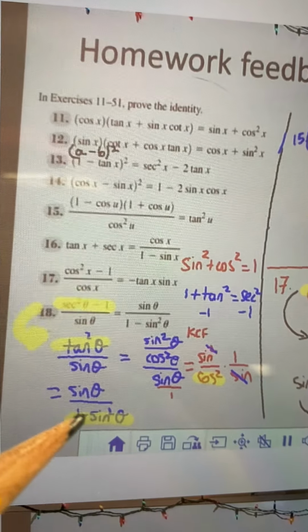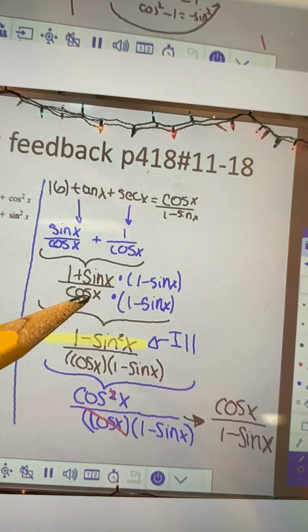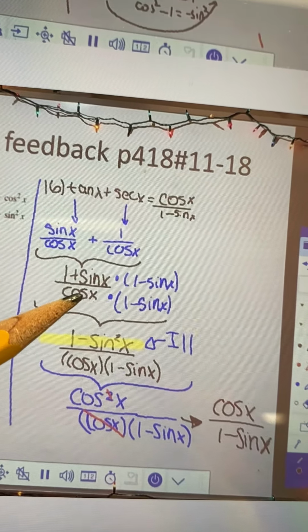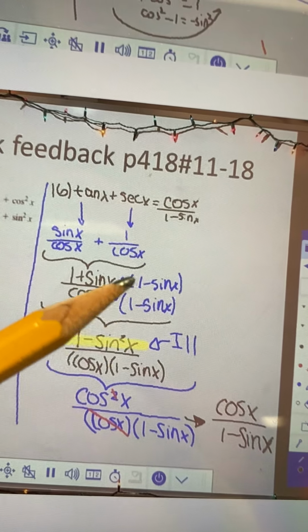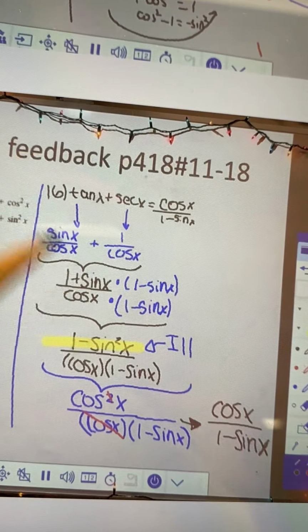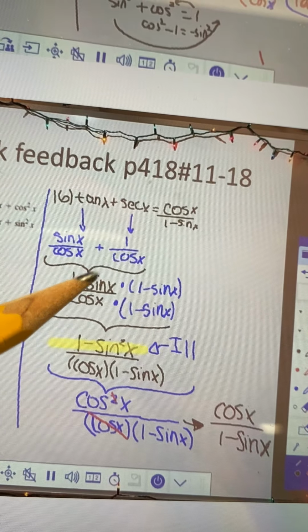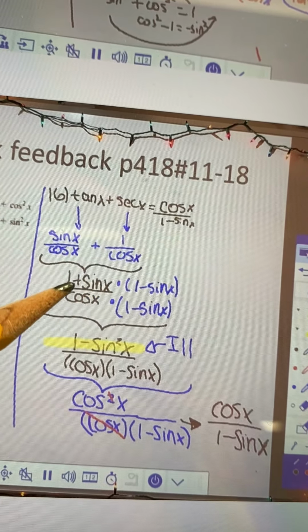Last one, which is 16. Tan plus secant. So tan is sine over cosine, and secant is 1 over cosine. They have the same denominator, no need for a common denominator. That's why I can write them together using one fraction. The idea is to look at the other side. The other side has a cosine, but I have a sine right here. They're kind of flipped, if you can see. This one is 1 plus sine. This one has 1 minus sine.